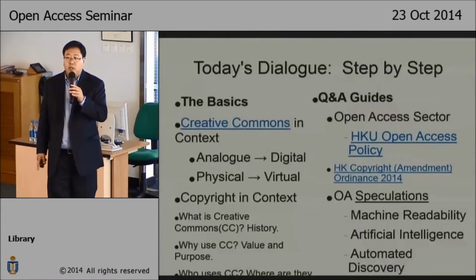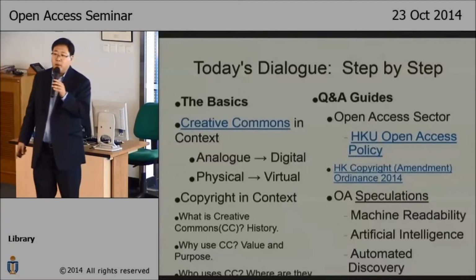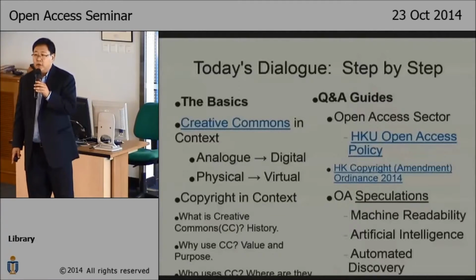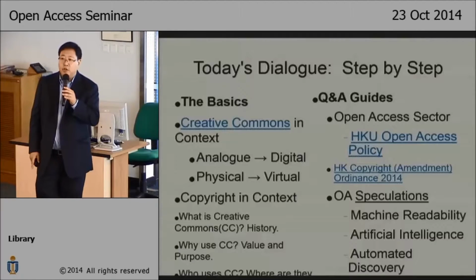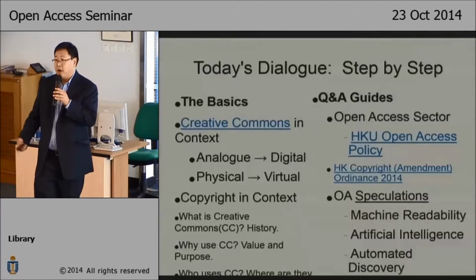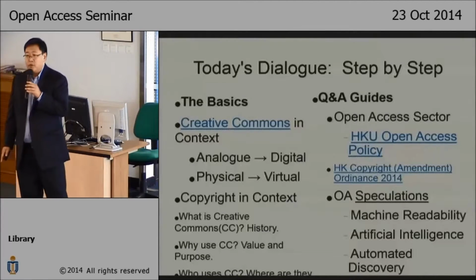And I'll close with some speculations on really where things might be going in terms of who's actually reading your article, who's actually reading your data, who is actually generating the research insight in terms of artificial intelligence and something to do with automated discovery.